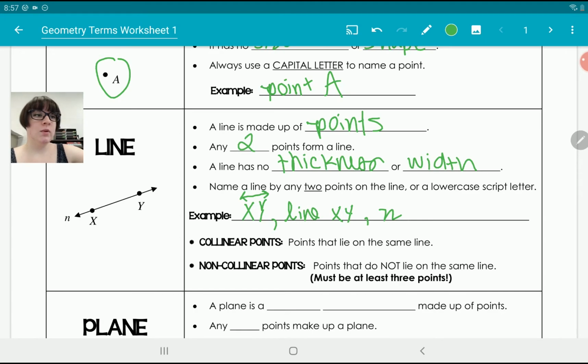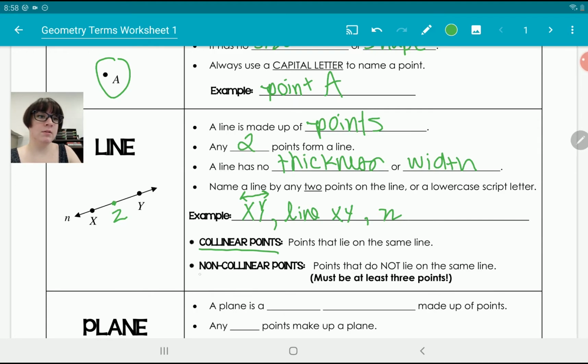Line XY, or we can just label it by the little label next to it. These are 2 terms you're going to need to know. Collinear points are just any points that lie on the same line. So any 2 points are always going to be collinear, but if you have 3 points, like for example, if we had a point Z here, we can see that those 3 points are collinear because they all are on this line right here. As long as they're on the same line, then they're collinear.